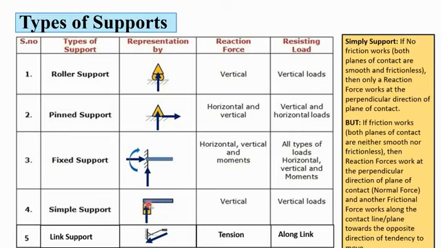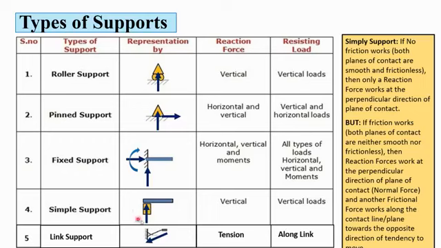Generally, if it is smooth, it will have only vertical load. And link support. Link support is something you are pulling with a wire from a point. It is a sort of link support. It has only tension, along the direction of the wire or cable, whatever you call it.